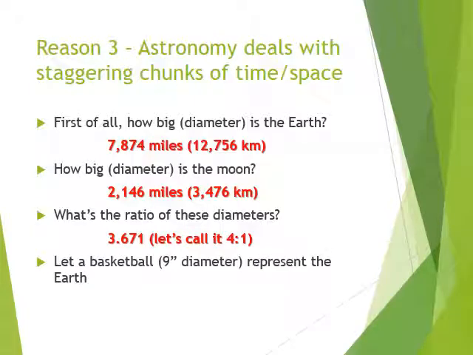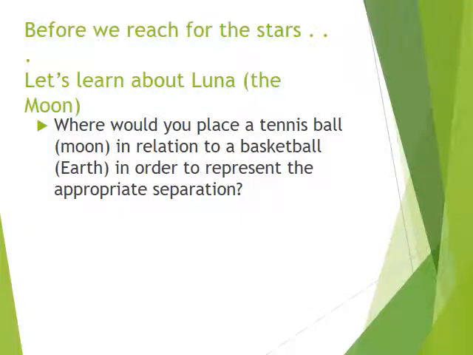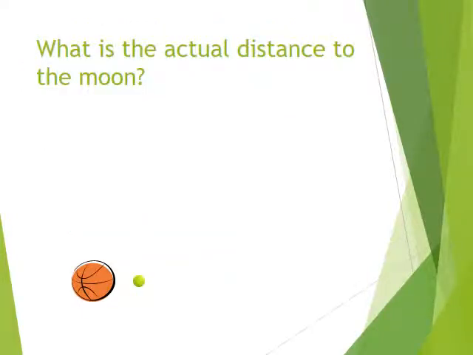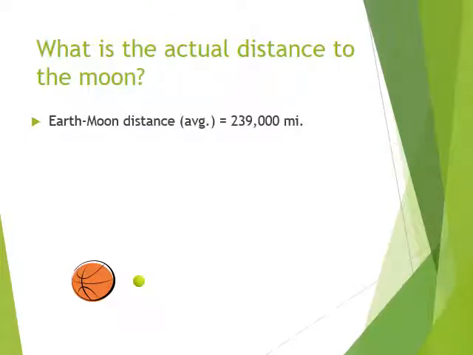So let's let a basketball be Earth. And so if the Earth is a basketball, then a tennis ball would be about 1/4 the size of the Earth. So the question is, if that's our scale, that the Earth is a basketball and the Moon is a tennis ball, how far away, where should the tennis ball be located with respect to the Earth in order to indicate the proper distance, the proper separation between Earth and Moon? So think about that for a second. Where would you put it? And then I'll explain how we actually go about figuring that out.